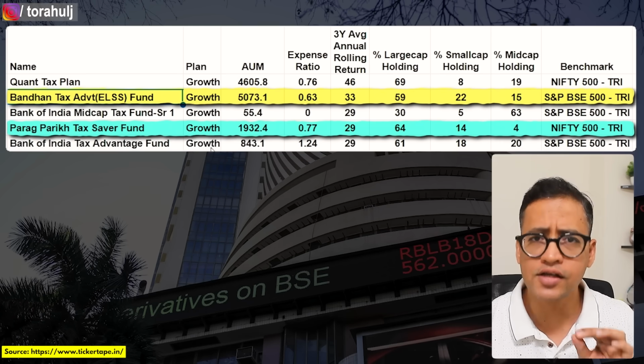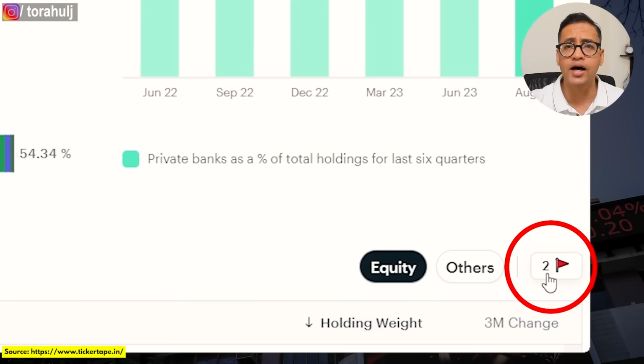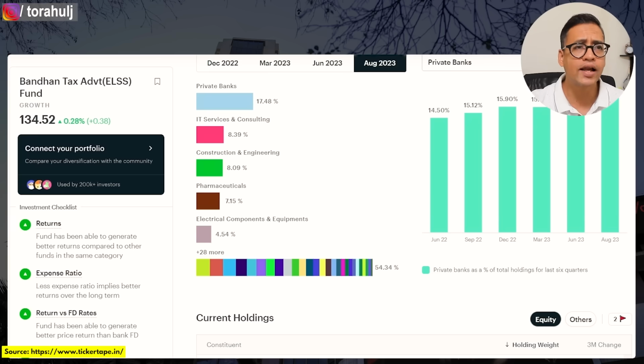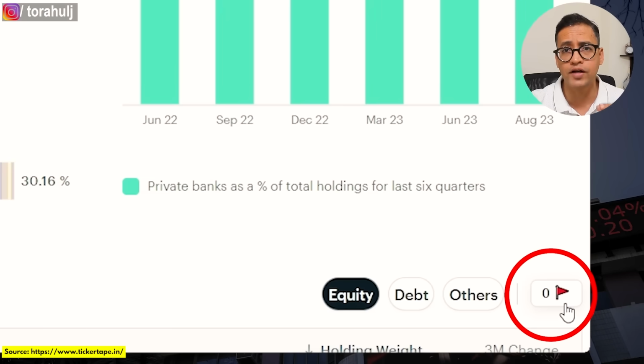Bandhan Tax Advantage is a really good mutual fund, but my only issue with this mutual fund is that this also has two stocks with red flag, and I think they are taking slightly higher risk. While in case of Parag Parikh Tax Saver Fund, you see that there are no red flags when it comes to their holdings or the stocks, which is what I like.